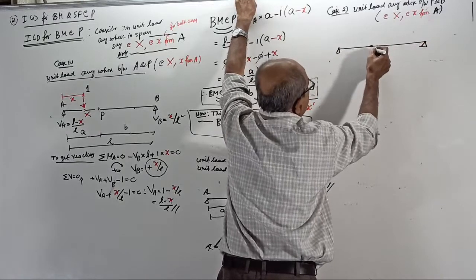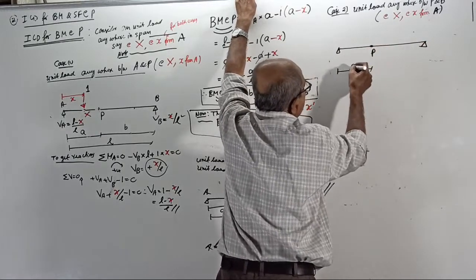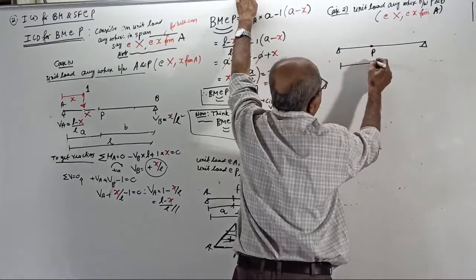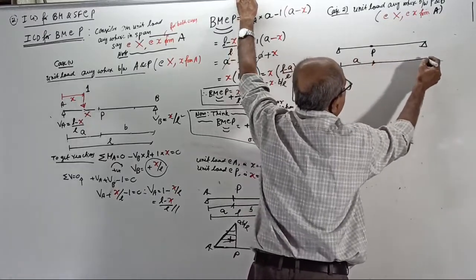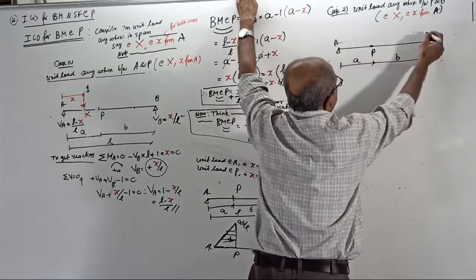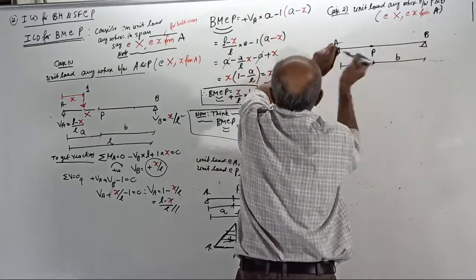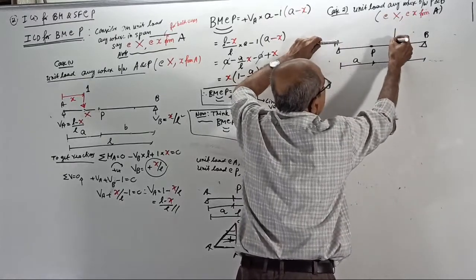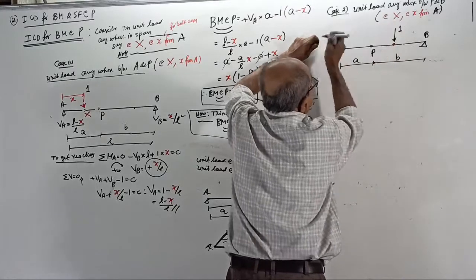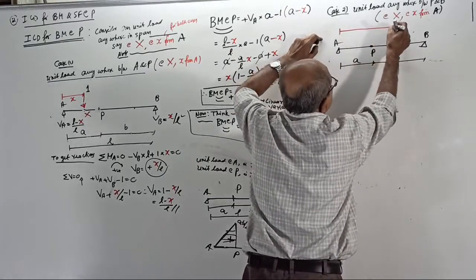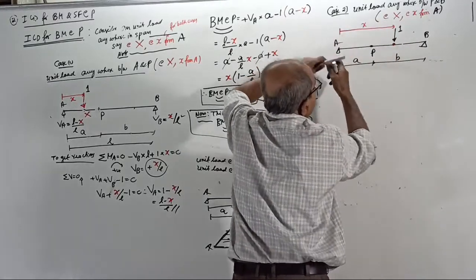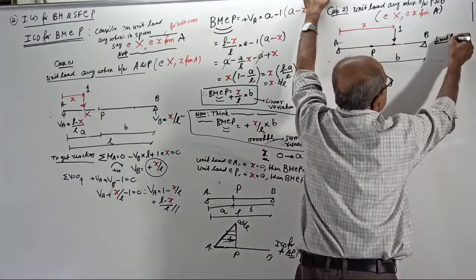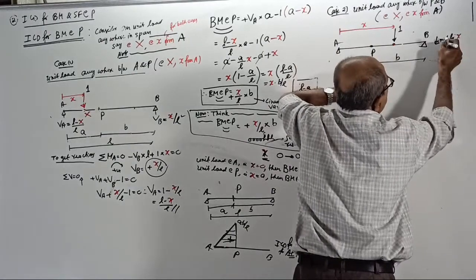Point P is here. This distance is A. This is A. This is B. A point, B point, P point. Now the unit load is somewhere here. How much unit load? 1. Distance is from here, X. So can you tell me the limit for this X? Tell the answer. Limit for this X. Tell fast answer.